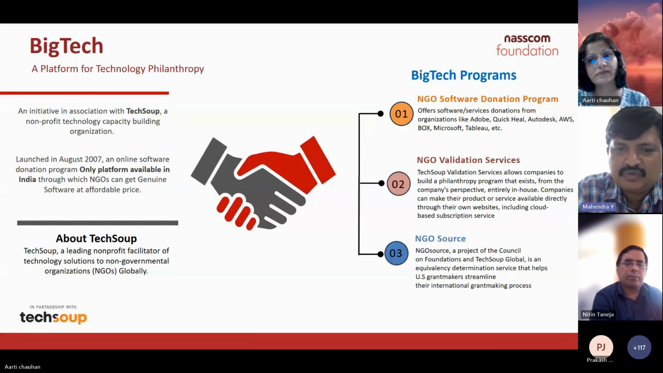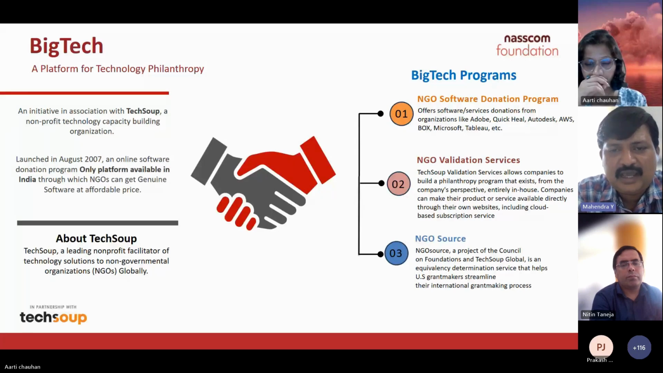Validation services is the next program, where typically the donors say that we will fulfill the licenses from their end. So we make sure that the eligibility criteria of the NGOs are met, meaning the criteria of the document checklist, if everything is up to date, and the license fulfillment happens from the donor website directly from there.